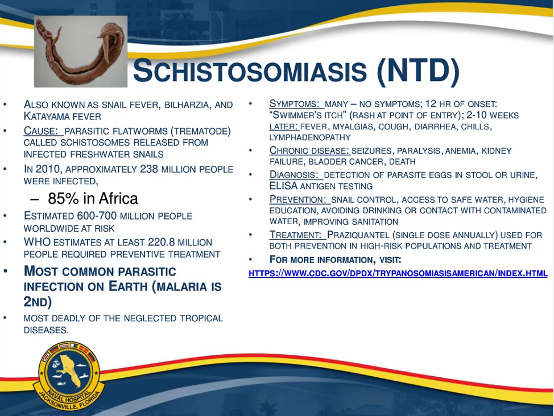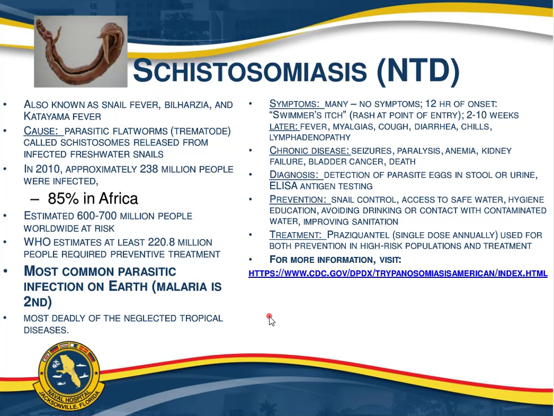Schistosomiasis, so it's caused by a parasitic flatworm. There's a whole bunch of worms that cause diseases, and we saw this stuff in Africa. 85% of these cases are in Africa. An estimated 600 to 700 million people worldwide are at risk. It's the most common parasitic infection on Earth. A lot of times we think of malaria as number one. Schistosomiasis is the most common. Malaria is number two. It is the most deadly of the neglected tropical diseases.